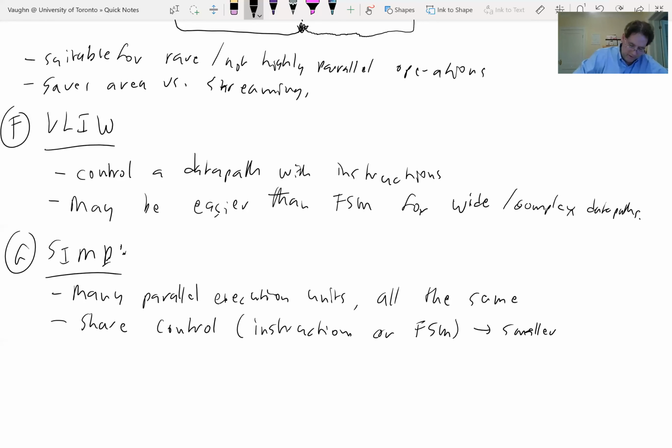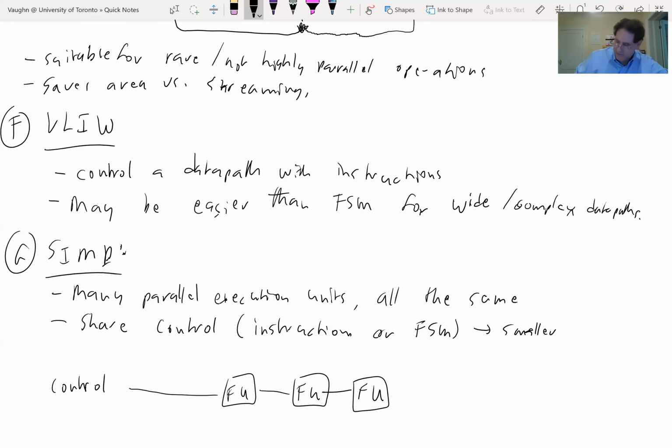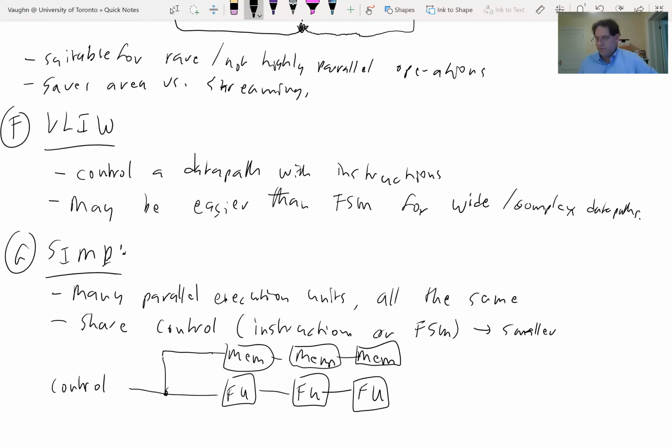So what does it look like? I've got a control unit, could be instructions, could be an FSM, and that is going to control a whole bunch of different things. Function units. So a whole bunch of identical function units are being controlled. Maybe they're being fed by some on-chip memory. So I have identical memory units, and all those memory units are also getting the same control.